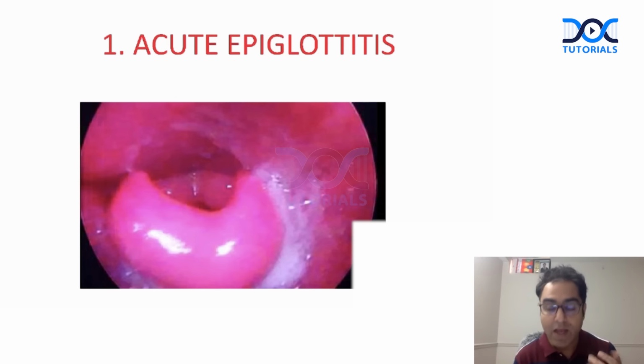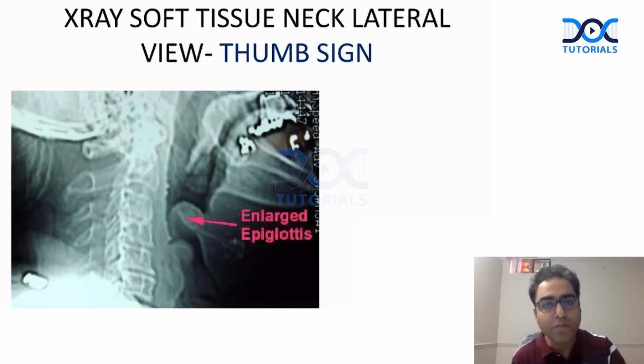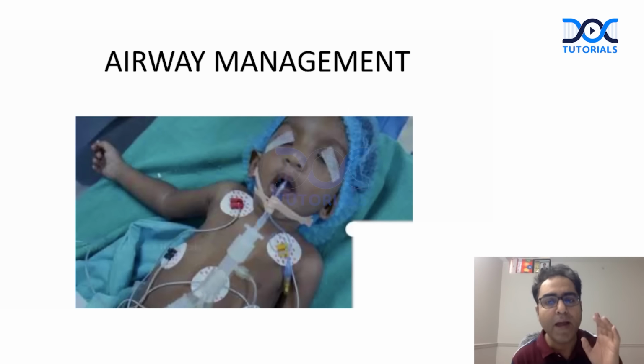Tripod sign. Okay. And please don't forget the X-ray of this patient. X-ray soft tissue neck lateral view in this patient will be showing thumb sign. Thumb sign. Now, what is the number one treatment of epiglottitis? Epiglottitis is a very serious pediatric airway emergency. In this patient, you should immediately go for airway management. Airway management by intubation is the primary management of this patient.